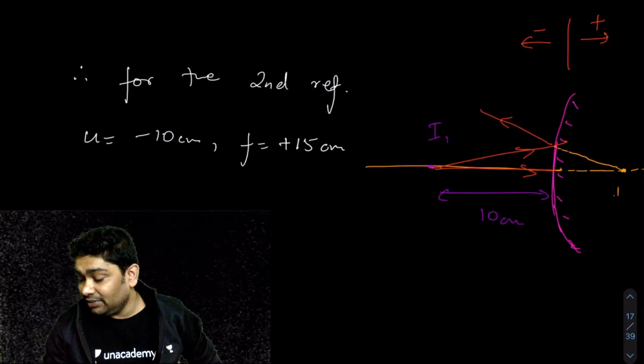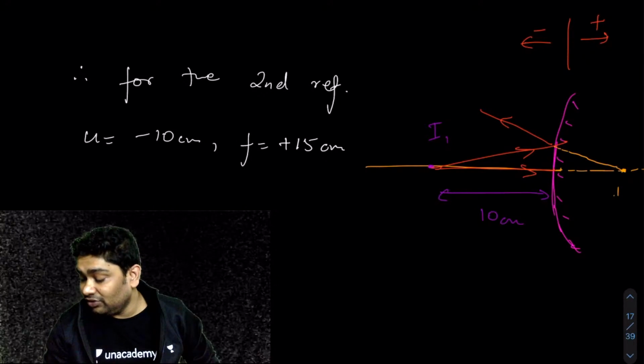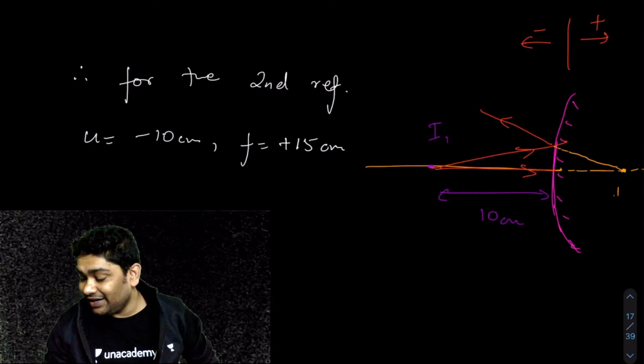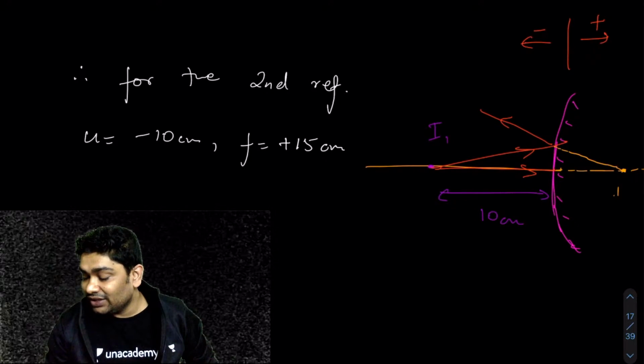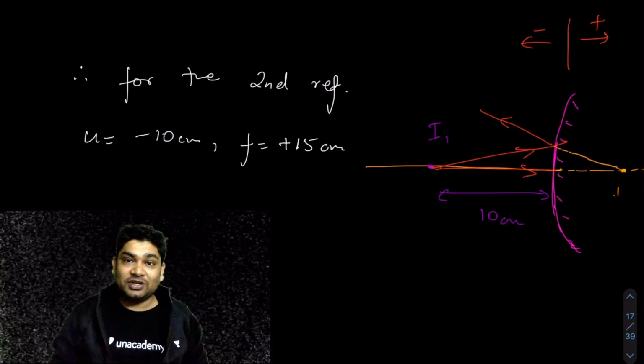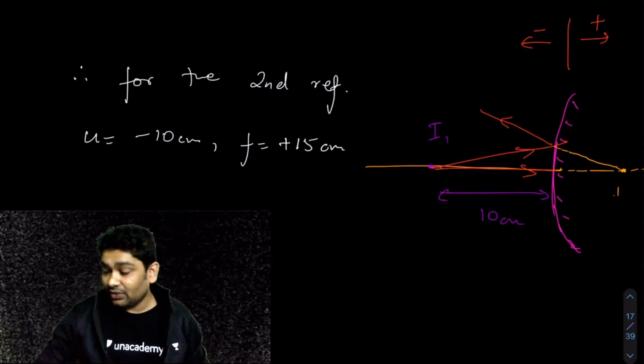So what is that telling me? That is getting me 25 over 150, so V equals 6 centimeter. This is where my final image is going to get formed.